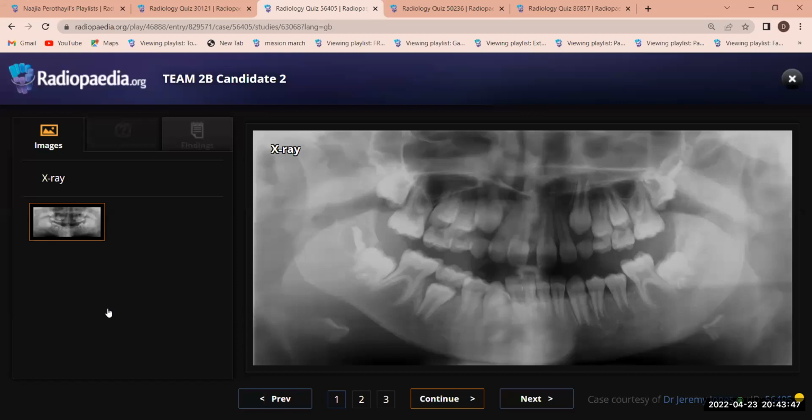If there are no previous images available, then my differential for these appearances can be osteomyelitis, it can be an underlying neoplastic process like osteosarcoma or Ewing sarcoma, or Langerhans cell histiocytosis can be a possibility. So I need to flag this again, and for further evaluation I need MRI or CT.